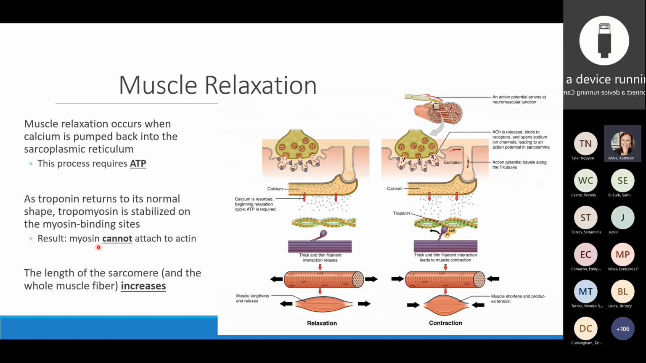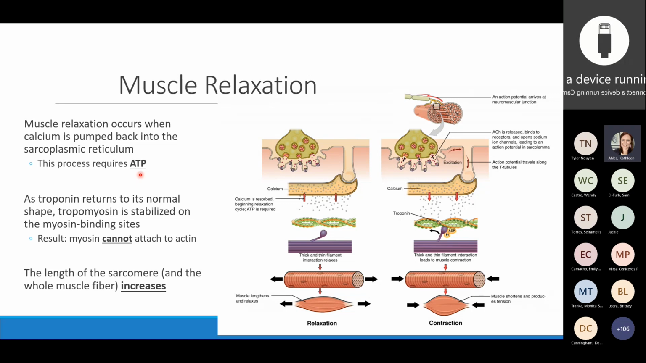When we're contracting, my sarcomere gets shorter. Remember, the actin and myosin slide past each other. When we're not contracting, the sarcomere gets longer. The size of it increases. So relaxation, what I want you to know about it, this is when I pull my calcium back in to the sarcoplasmic reticulum, and this process is going to take me energy.